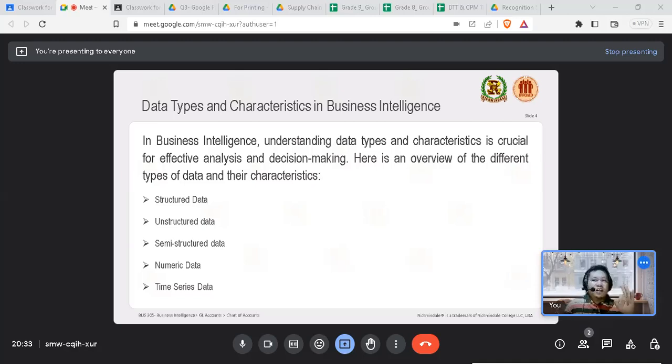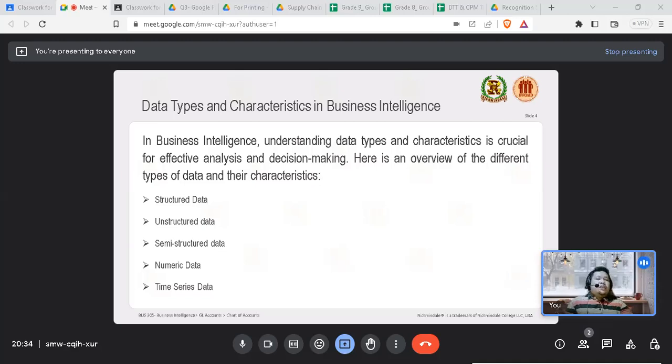Percentage, currency values, and ratios. So numeric data is typically used for quantitative analysis, mathematical computations, and even statistical modeling. You can encounter this soon, maybe during your Business 306 or 502, I think. Yeah, so you can encounter this one.